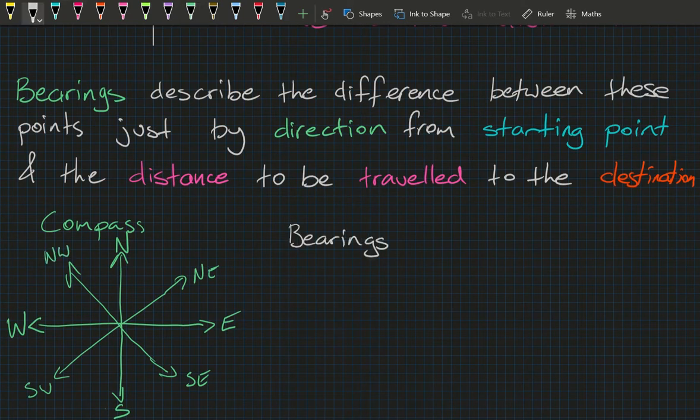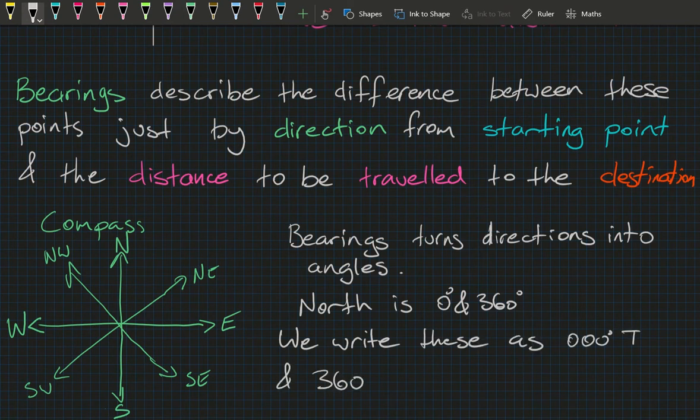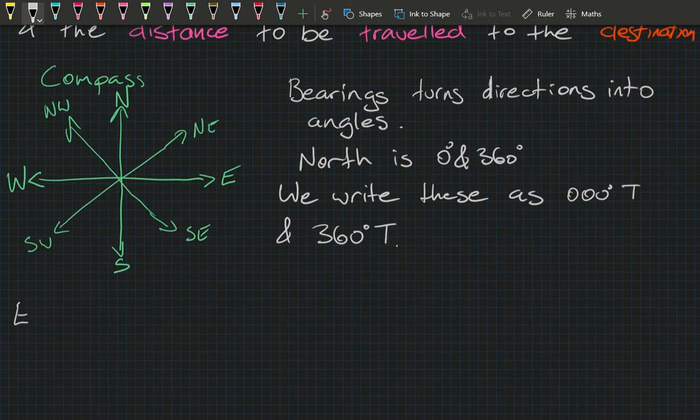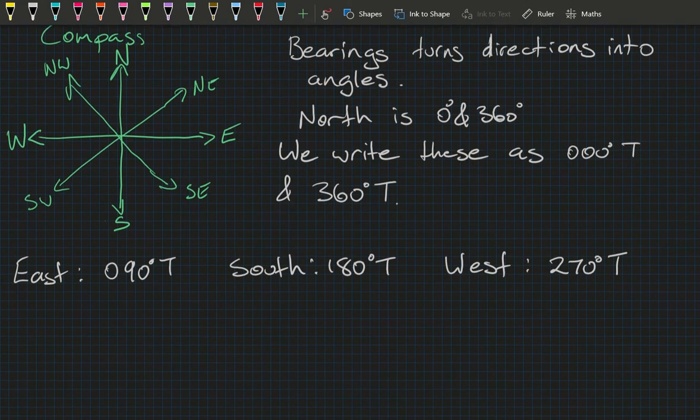What bearings does is it turns all of these directions into angles. North is 0 degrees and 360 degrees. But with bearings, we always use 3 digits, so we could write these as 000 T and 360 T. T is just a notation for bearings. It's got something to do with true north. I actually probably need to look that up. Anyhow, that also means that east would be 090, south is 180, and west is 270.